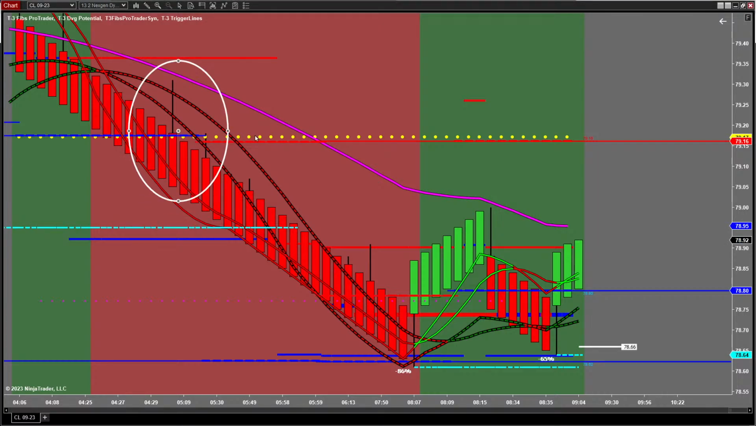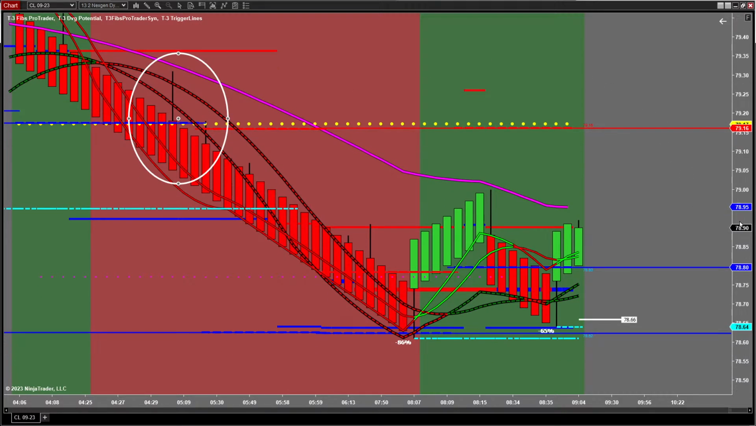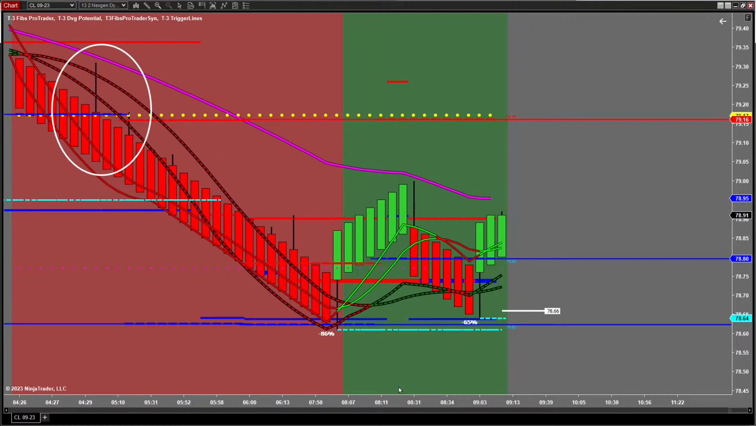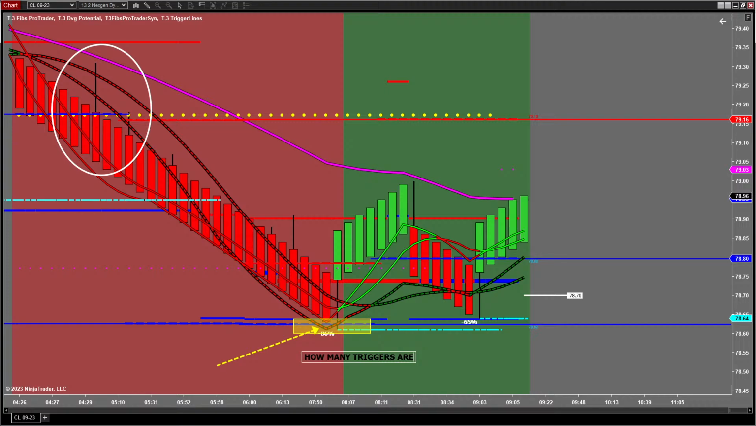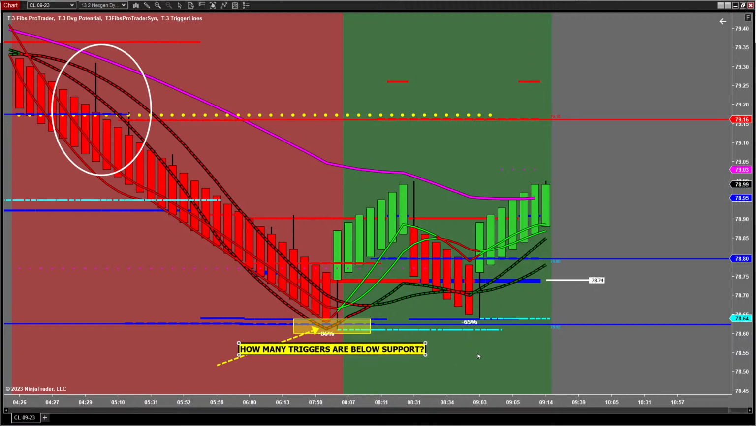And when we talk about bottoms, Fibonacci support and resistance, and good bottoms, this is the type of area right here that we love to see. Not only is it Fibonacci support, but if you remember from yesterday, one of the very big things we talked about every time you get to Fibonacci support is how many triggers are below support. You can answer the question. It's very simple. None.